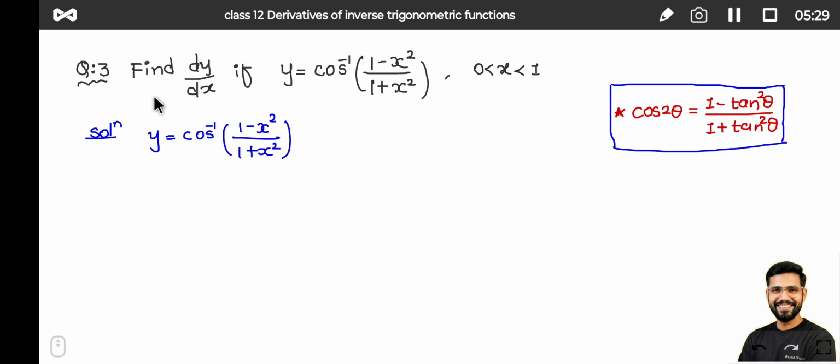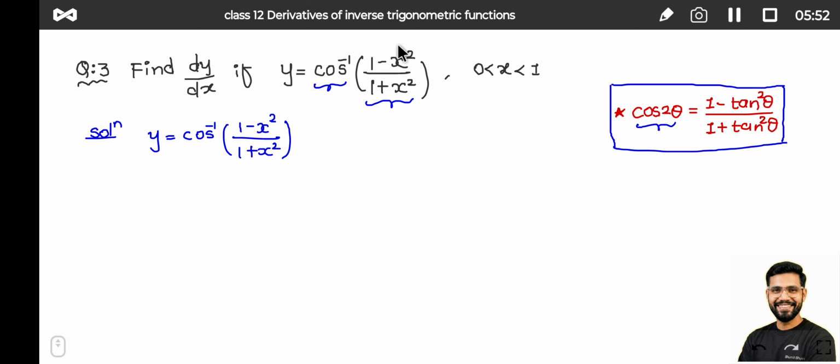Look at the third question. Find dy by dx if y is equal to cos inverse of 1 minus x square upon 1 plus x square. Outside we have cos inverse, so we can think about the formula of cos 2 theta or cos 3 theta, which is similar to this. We have the formula of cos 2 theta, which is equal to 1 minus tan square theta upon 1 plus tan square theta.